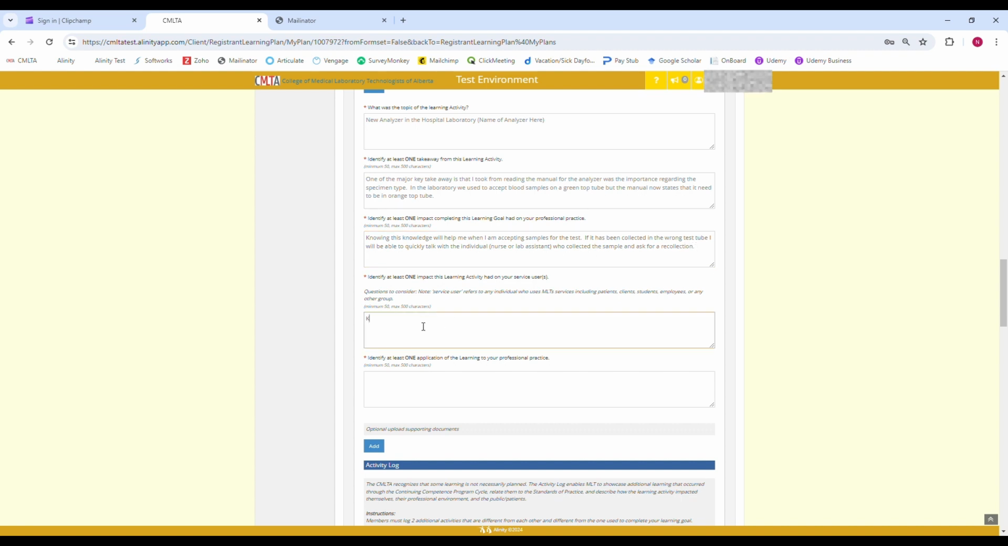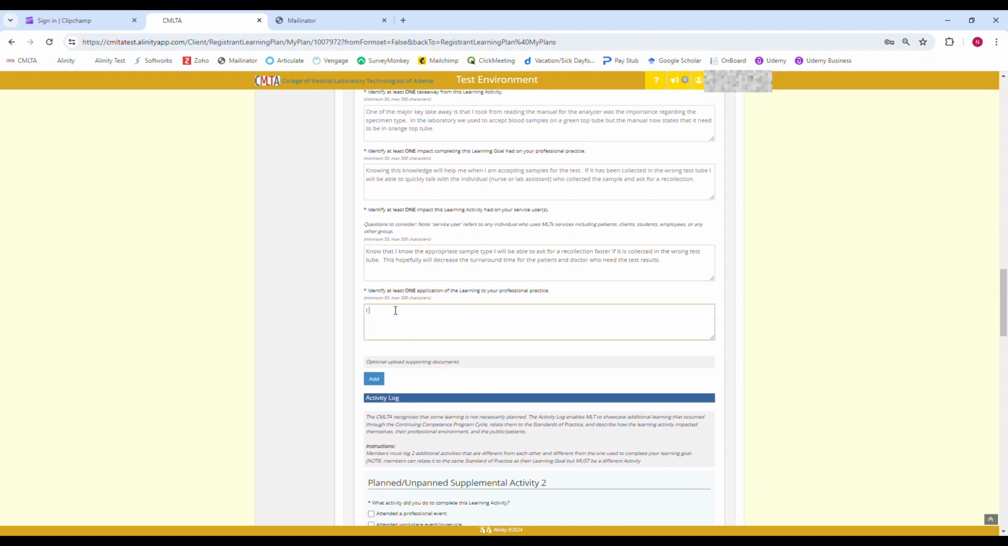The MLT must then identify at least one impact this learning activity had on their service users. Remember, service user refers to any individual who uses MLT services, including patients, clients, students, employees, or any other group. For example, an answer to this question may state, "Now that I know the appropriate sample type, I will be able to ask for a recollection faster if it is collected in the wrong blood tube." This hopefully will decrease the turnaround time for the patient and doctor who need the test results.